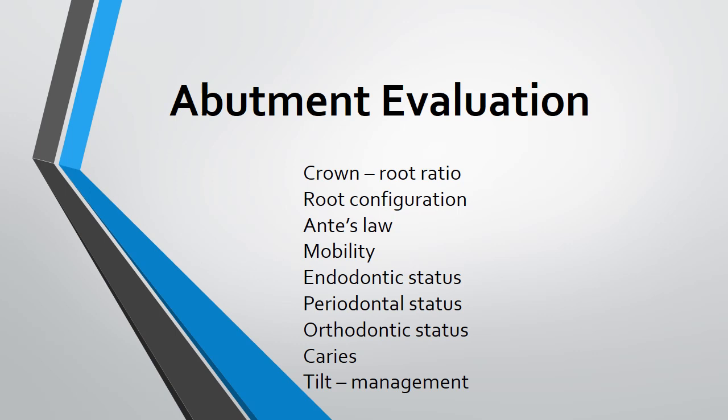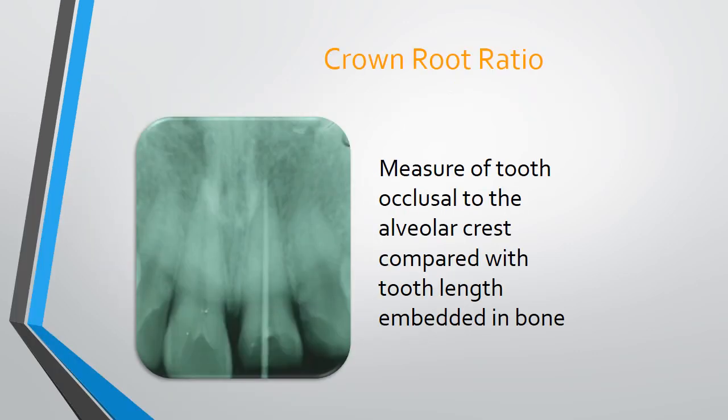That includes crown root ratio, root configuration, endodontic status, periodontal status, orthodontic status, mobility, caries, and tilt of abutments, and the different modes of management of tilted abutments. The first aspect is crown root ratio.